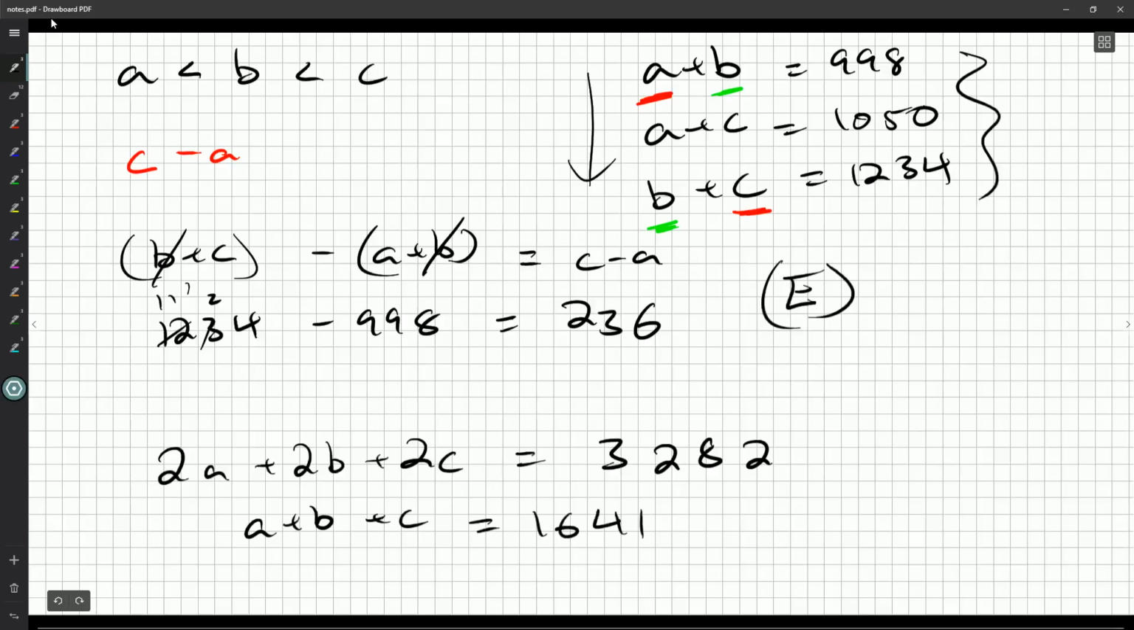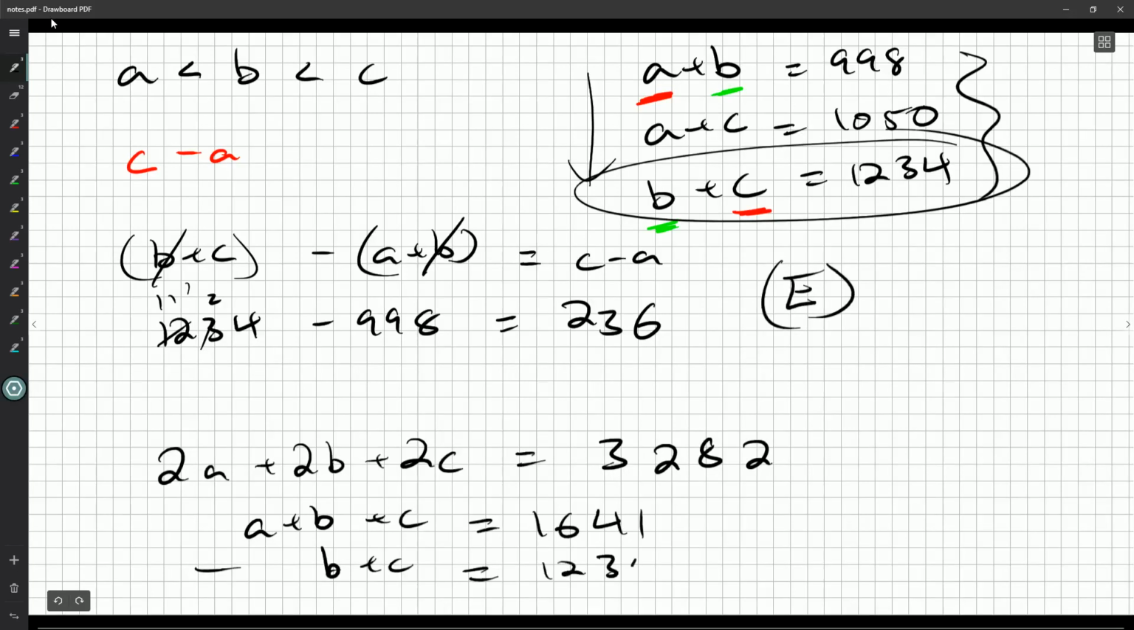What we can do now is take each of these equations, say this one here, B plus C, and subtract it. We'll be left with A on the one side, and over here we'll be left with 407. So A is 407, and we can work out the other ones.